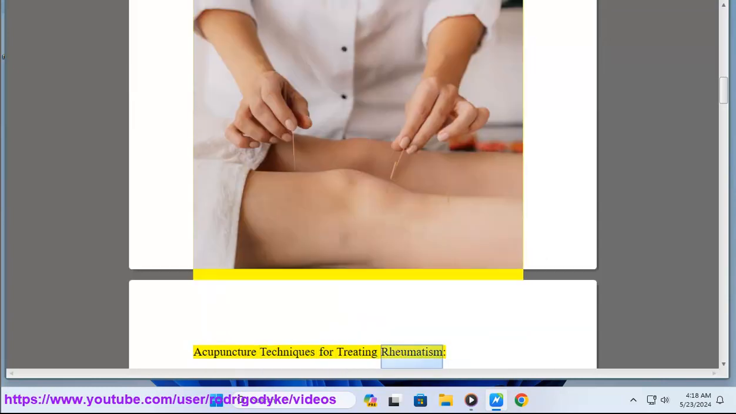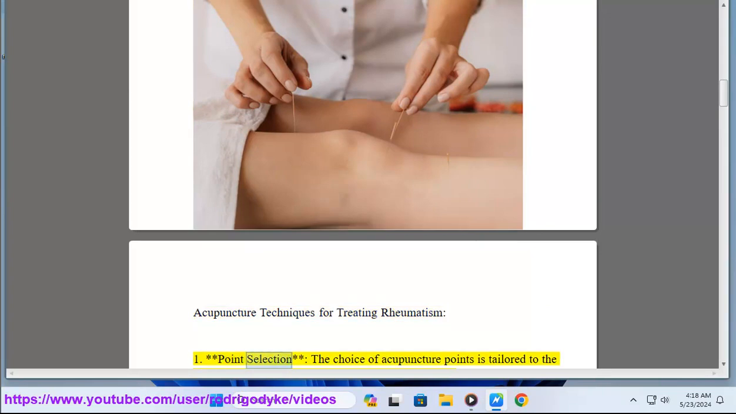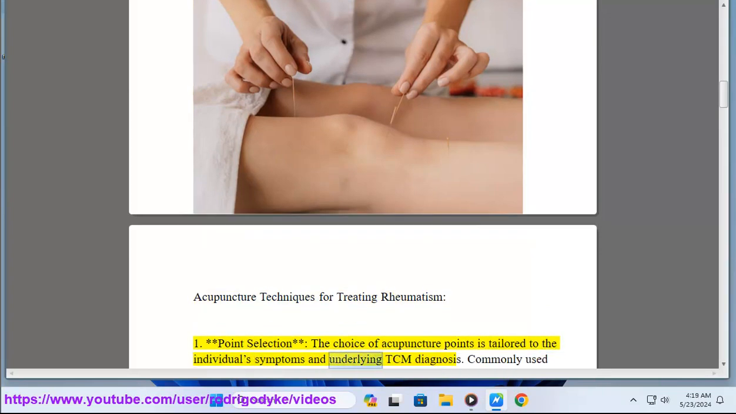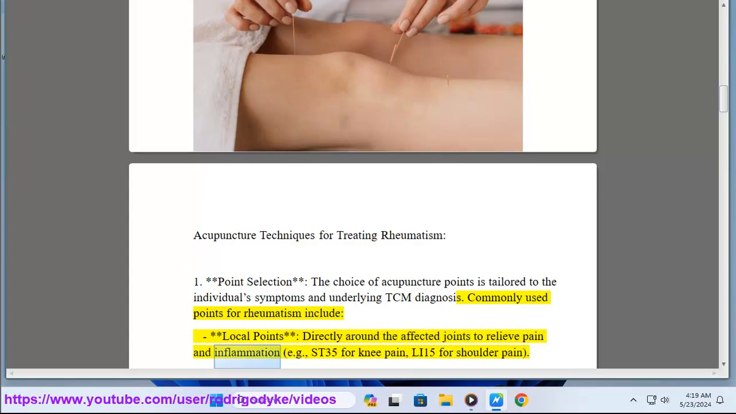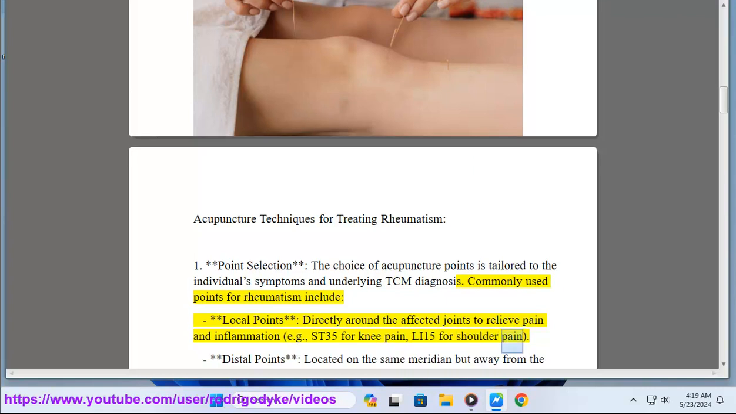Acupuncture techniques for treating rheumatism. 1. Point selection. The choice of acupuncture points is tailored to the individual symptoms and underlying TCM diagnosis. Commonly used points for rheumatism include local points, directly around the affected joints to relieve pain and inflammation, example ST35 for knee pain, LI15 for shoulder pain.